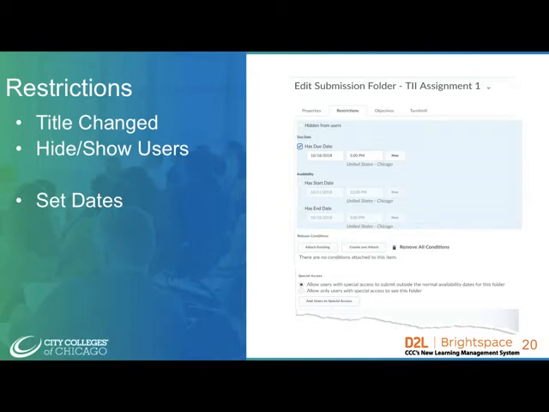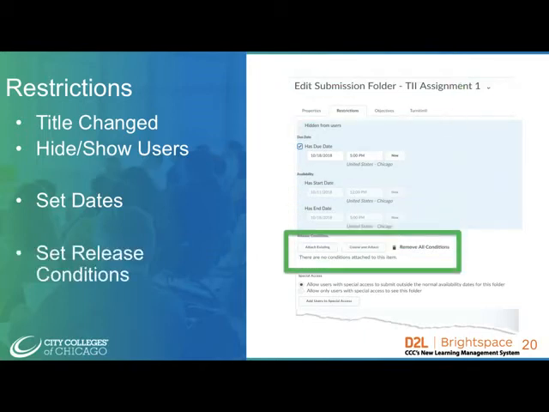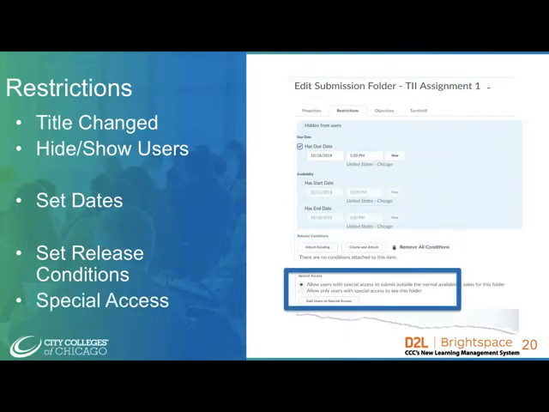Next, you'll see an area where you can set release conditions. Although I'm not going to go over release conditions today, they're a cool feature you might want to check out. Finally, there is a special access area. This is where you can adjust settings for particular students. For example, you might have a student who has special accommodations through the Disability Access Center. It's here where you might provide special access for that one particular student.